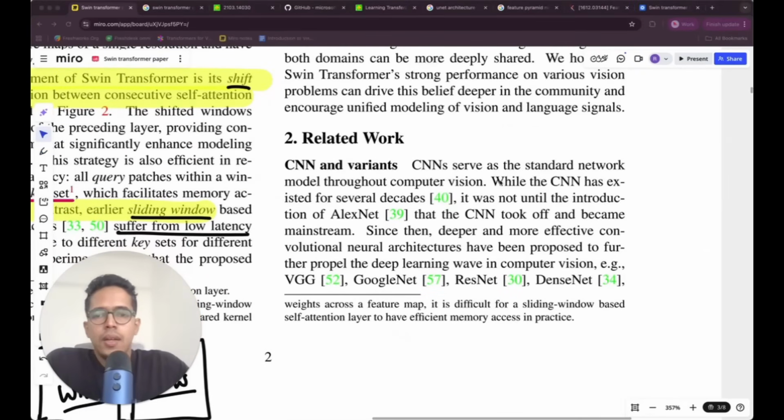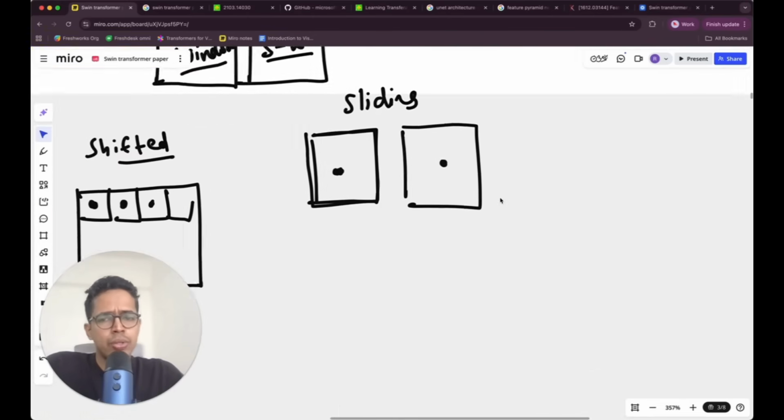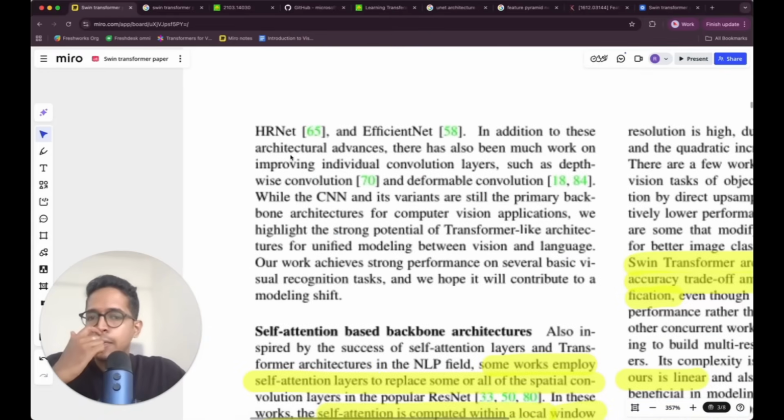Related work: CNN and variants. "CNNs serve as standard network models throughout computer vision. While the CNN has existed for several decades, it was not until the introduction of AlexNet in 2012," this was the year it happened, "that the CNN took off and became mainstream. Since then, deeper and more effective convolutional neural architectures have been proposed to further propel the deep learning wave in computer vision." Examples: VGG, GoogLeNet, ResNet, DenseNet. There are many other models also, EfficientNet, etc. HRNet. In addition to MobileNet, there are many models.